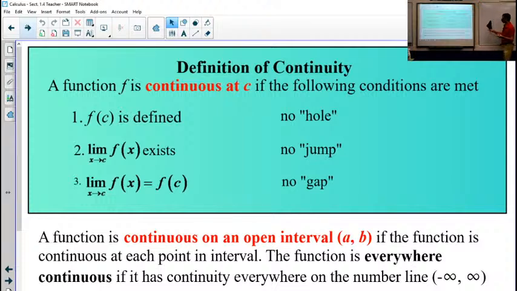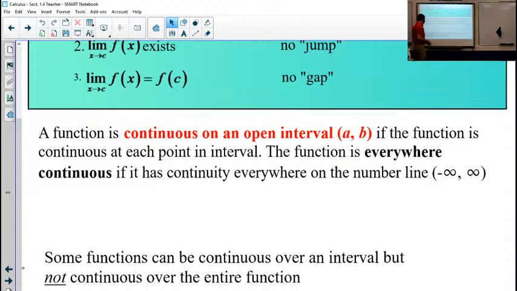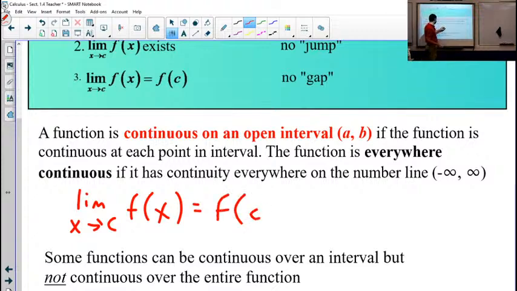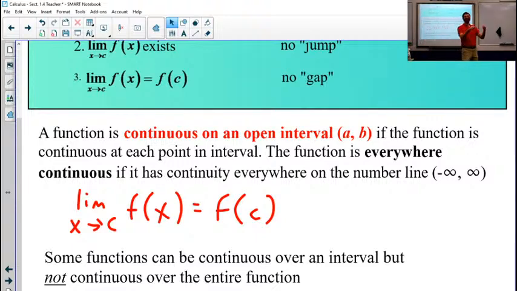So, in other words, another quick way to define continuous is that the limit as x approaches c of f of x equals f of c. In other words, the limit of the function and the actual value of the function match up. The limit goes to the same place as the actual function goes to.